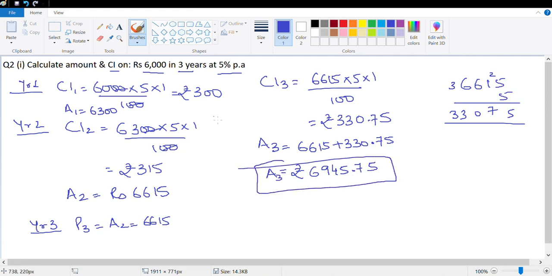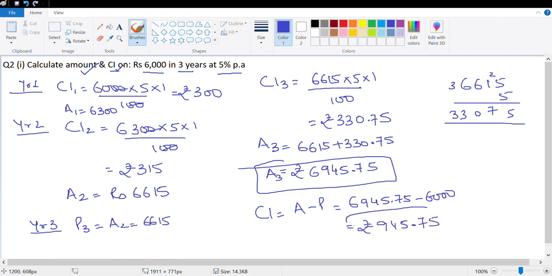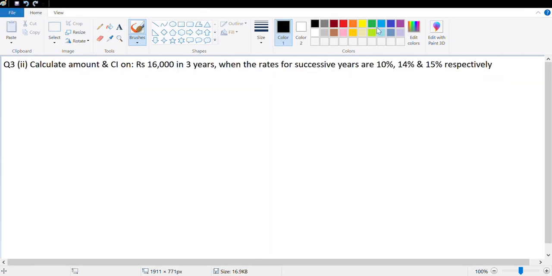That's what the question wants. We also need to calculate interest. So compound interest will be equal to amount minus principal. In this case, 6945.75 minus 6,000, which is equal to rupees 945.75. Some calculation, otherwise the question is fairly simple. Let's look at the next one.